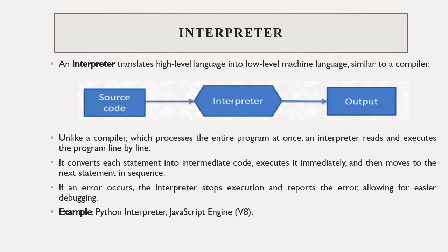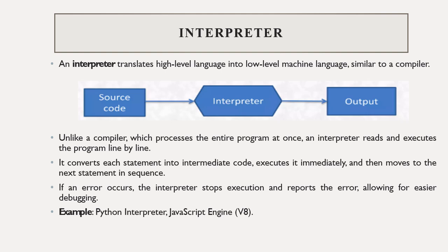So it converts each single statement into an intermediate code. It executes it immediately and then moves to the next statement in sequence. So if an error occurs, the interpreter stops execution and reports the error, allowing for user debugging. What do you mean by debugging? Debugging simply means the process of identifying errors or bugs in a code.